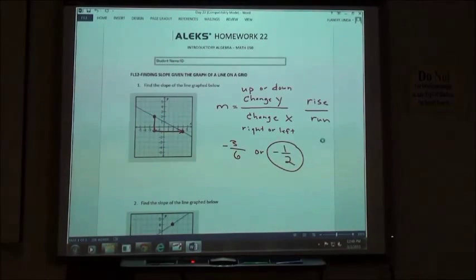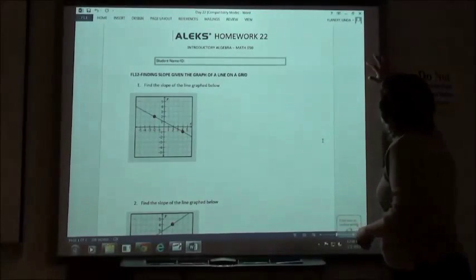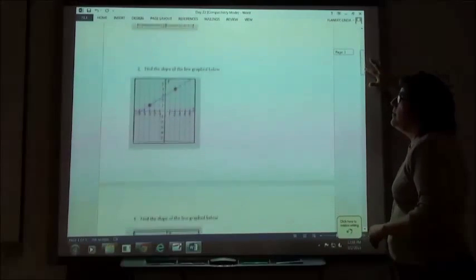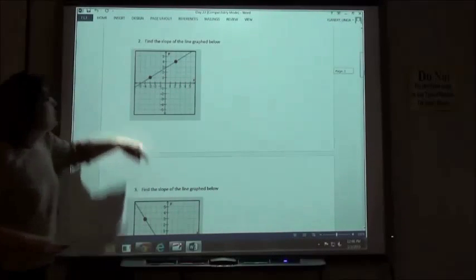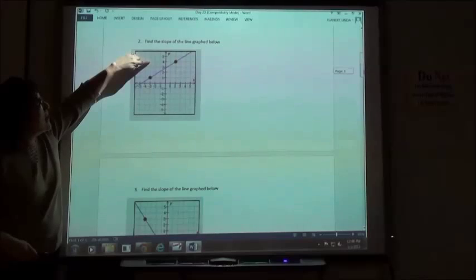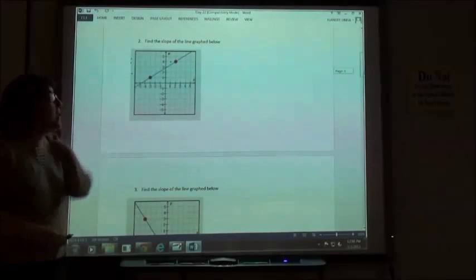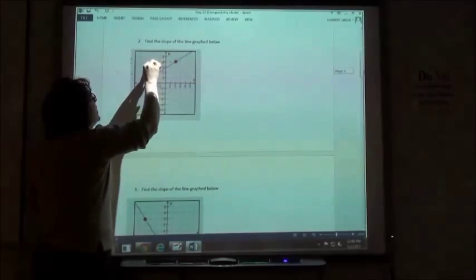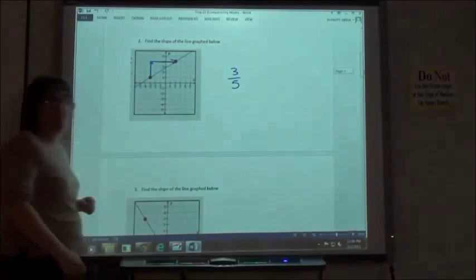And so basically, here we're just going to count out the slope, change in y on top, change in x on the bottom. And so on number 2, if I'm going to find my slope, if I start on the left-hand point, I'm going to go 1, 2, 3 up, and 1, 2, 3, 4, 5 to the right. So if I go up 3 and over 5, my slope is just going to be 3/5.